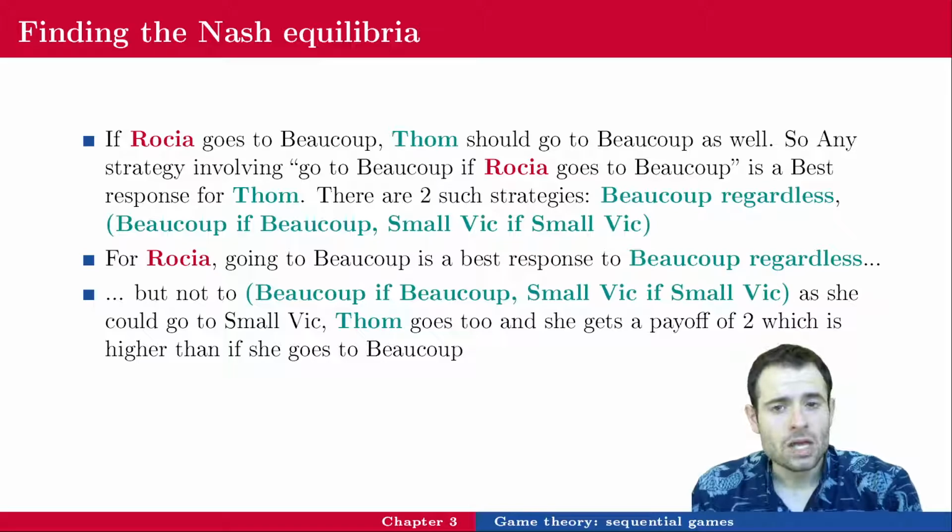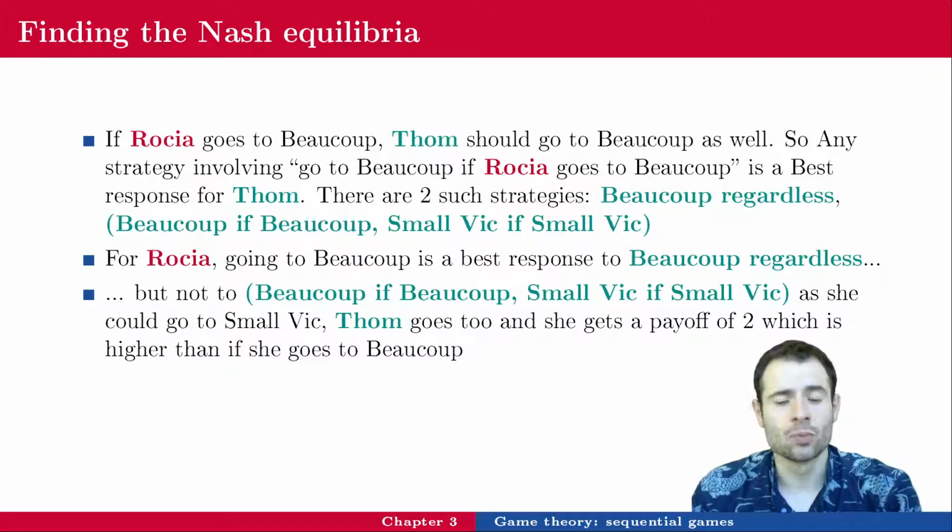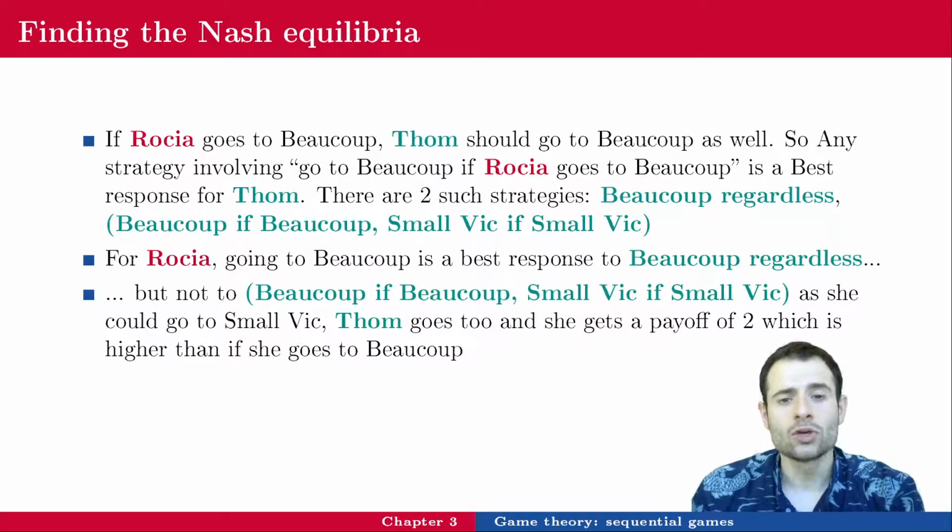But if Tom goes to Boku when Rosia goes to Boku and goes to small victory when Rosia goes to small victory, if this is what Tom is doing, then Rosia doesn't want to go to Boku. In this case, she will be met by Tom no matter what. So, she would rather go to the place that yields a higher payoff. For her, it is going to be small victory. So, she could go to small victory, and in this case, Tom goes as well, and she gets a higher payoff than by going to Boku.